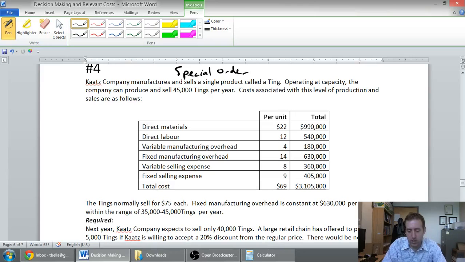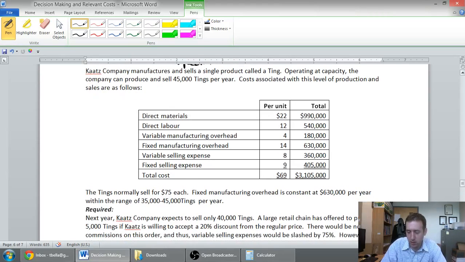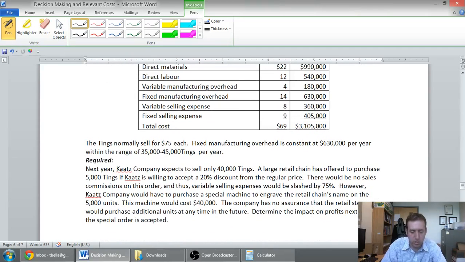Fixed overhead is constant at $630,000 per year. That sentence is just telling me fixed overhead is not going to be relevant to this decision. Fixed overhead doesn't change between 35 and 45,000 tings per year. Next year, Kate's company expects to sell only 40,000 tings. A large retail chain has offered to purchase 5,000 tings if Kate's is willing to accept a 20% discount from the regular price. Okay, so we're not going to be at capacity next year, but a big retailer is offering to buy 5,000 tings from us if we're willing to take a 20% discount.